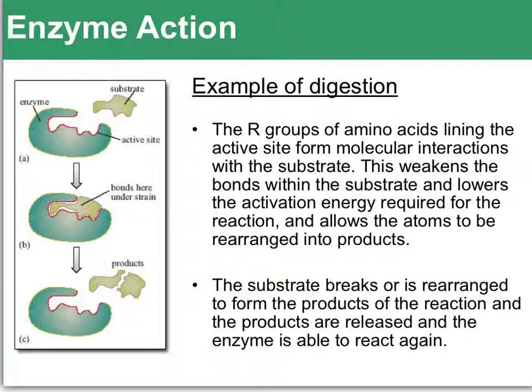This weakens the bonds within the substrate and lowers the activation energy required for the reaction, allowing the atoms to be rearranged into products. Enzymes can either build up or break down products. The substrate breaks or is rearranged to form the products of the reaction, and the products are released and the enzyme is able to react again. So the enzyme is not part of the reaction, it just speeds up the reaction.